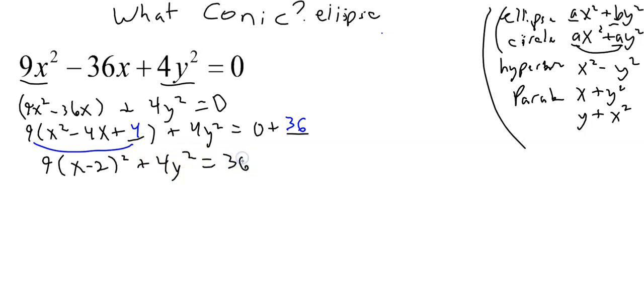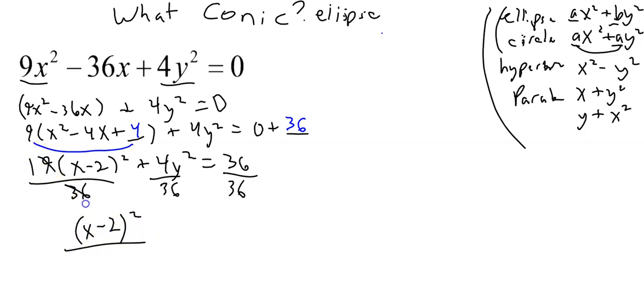Well, for an ellipse, we can't have it equal to 36. It has to equal 1. So we're going to divide by 36. Hopefully that goes into both of those numbers. I think it does. So this would be x minus 2 quantity squared over 4, plus y squared over 9 equals 1.